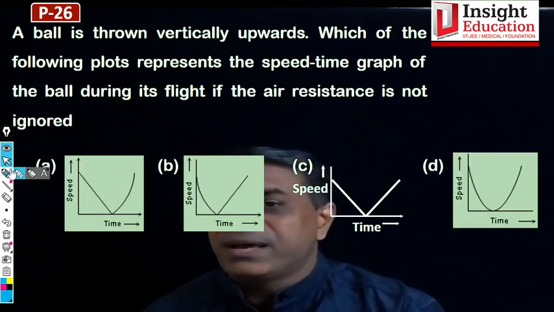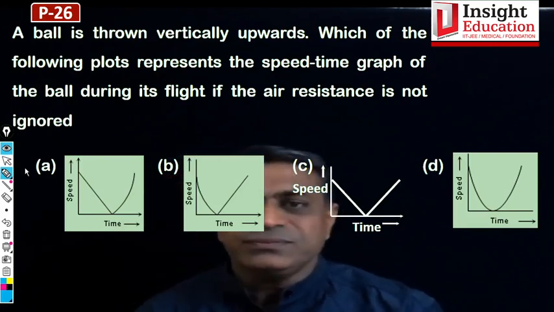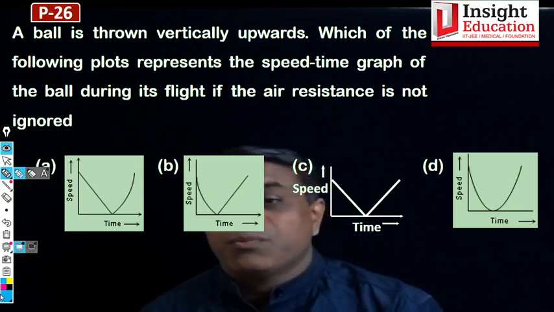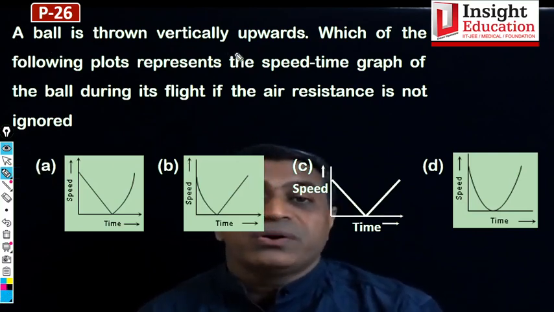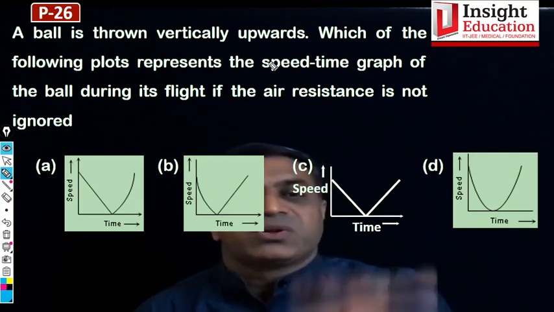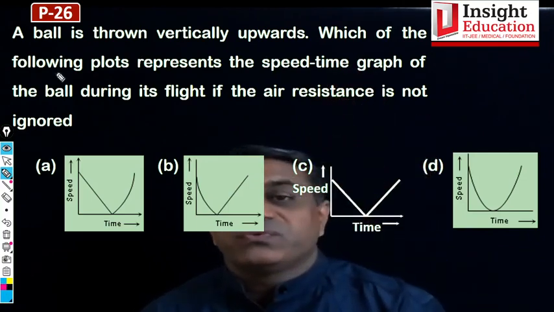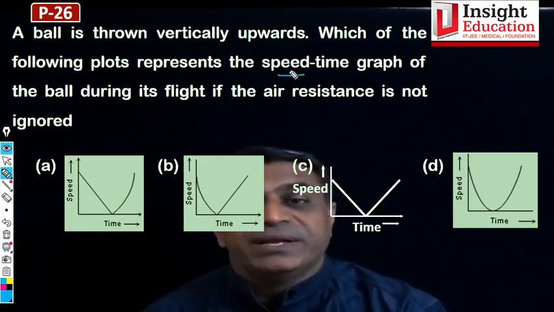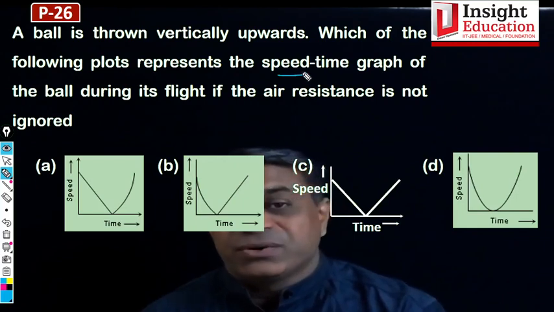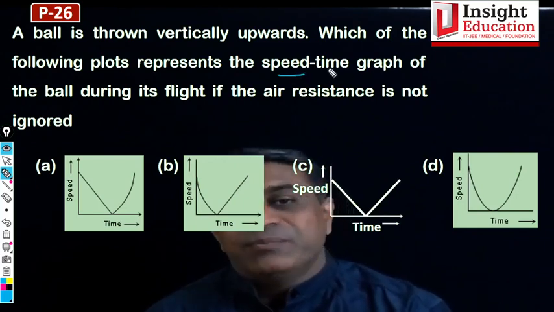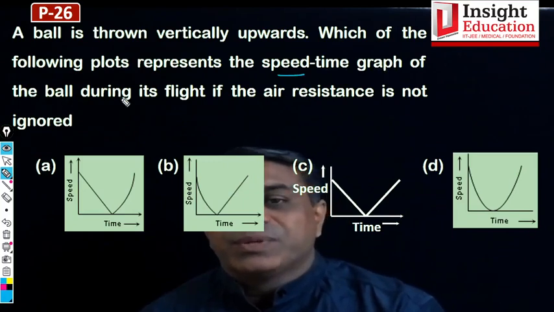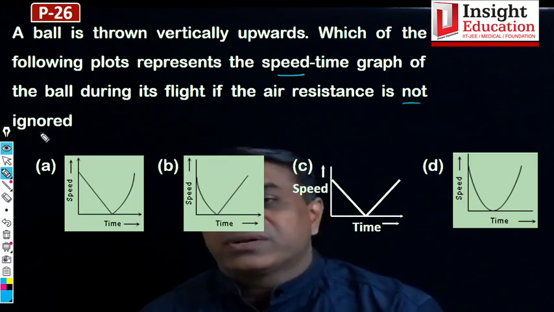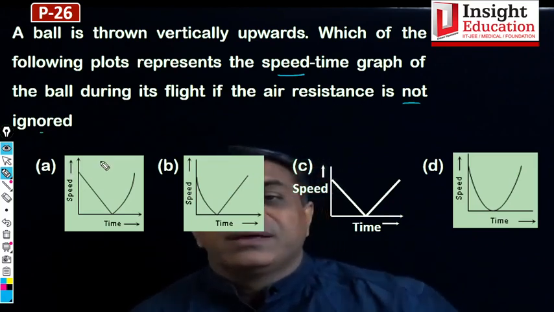These examples are very, very interesting, and here your imagination power is very important. The ball is thrown vertically upward. Which of the following plots represents the speed-time graph? So a speed-time graph is given, which means direction is not important. The speed-time graph of the ball during its flight, if air resistance is not ignored, meaning we are not ignoring the air resistance.